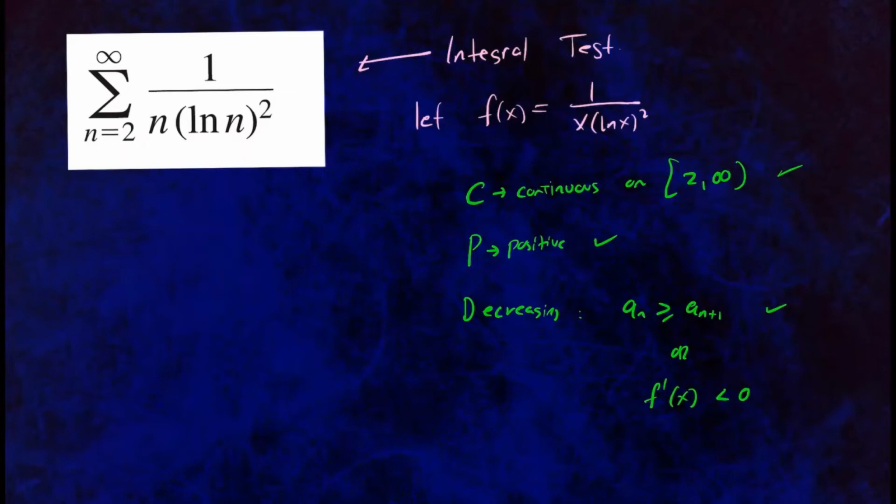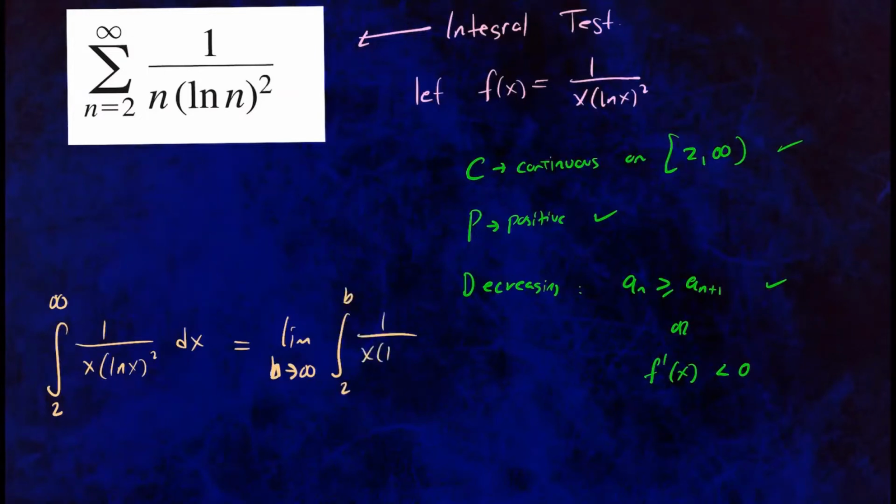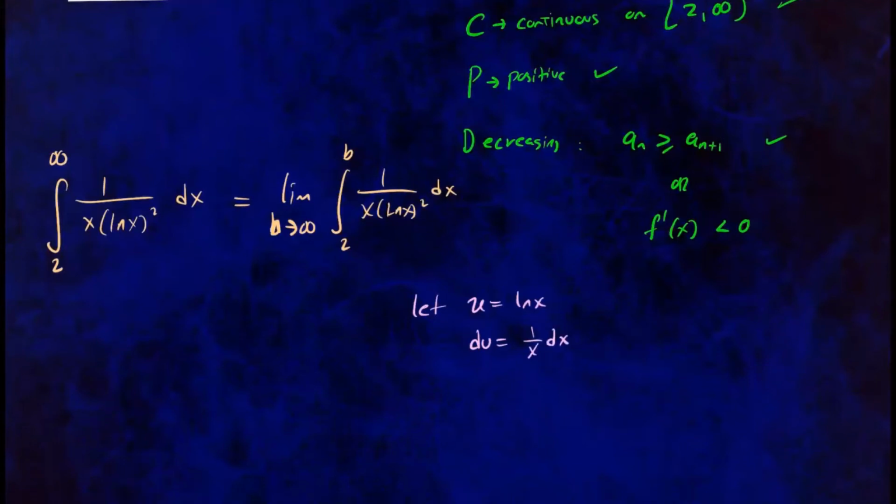So I'm going to say, let the integral from 2 to infinity of 1 over x times ln of x squared dx. But what is this equal to? You treat it as an improper integral. This is the limit as n approaches infinity of the integral. Actually, let me not use n so we don't get confused. Let's use some b. So we have the integral from 2 to b of 1 over x ln of x squared dx. So let's go with some u substitution. We're going to let u be ln of x. So you know du is 1 over x dx. And that's exactly what I have in my integrand.